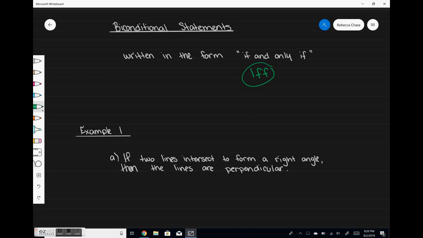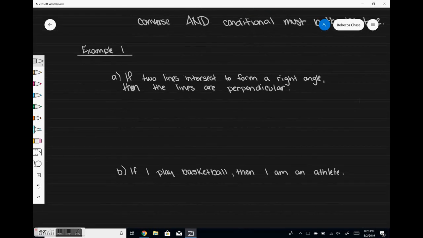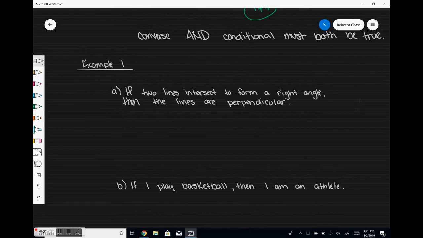All right, so one thing to note about a biconditional statement is the converse and conditional statements must both be true. Okay, so you'll understand what that means a little bit more in a second when we do these examples. But if one of those statements isn't true, you can't do the biconditional. It just doesn't exist. So there are cases where it won't exist. So we're going to look at this first example.